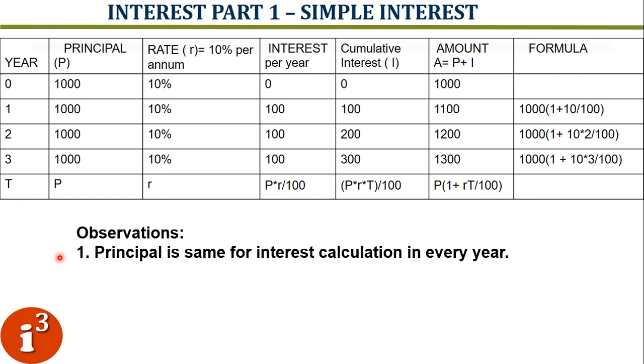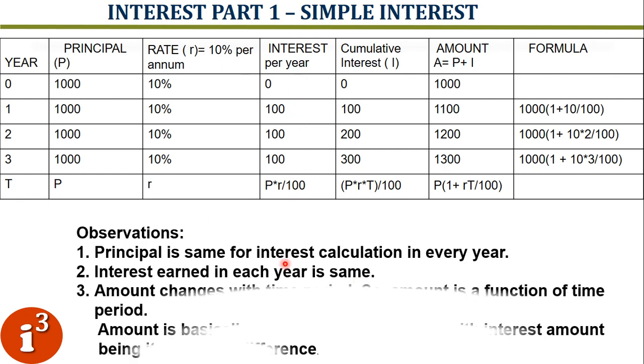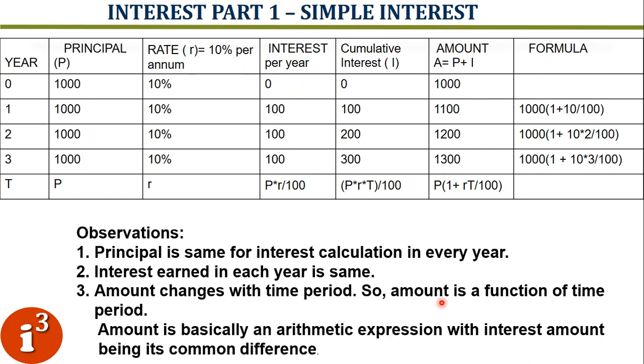First observation is that the principal is the same for interest calculation in every year. Second is that the interest earned in each year is the same. Amount changes with time period. So amount is a function of time period. In this formula, you change the value of T and the amount will change. For the first year the amount is different, second year the amount is different, third year the amount is different.